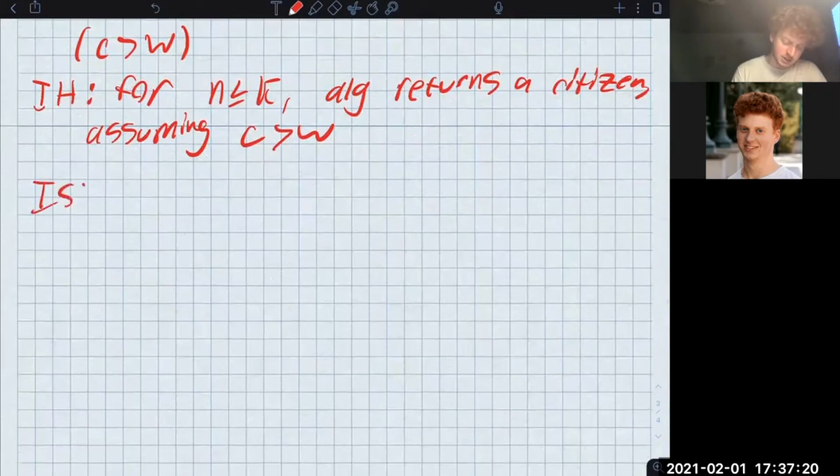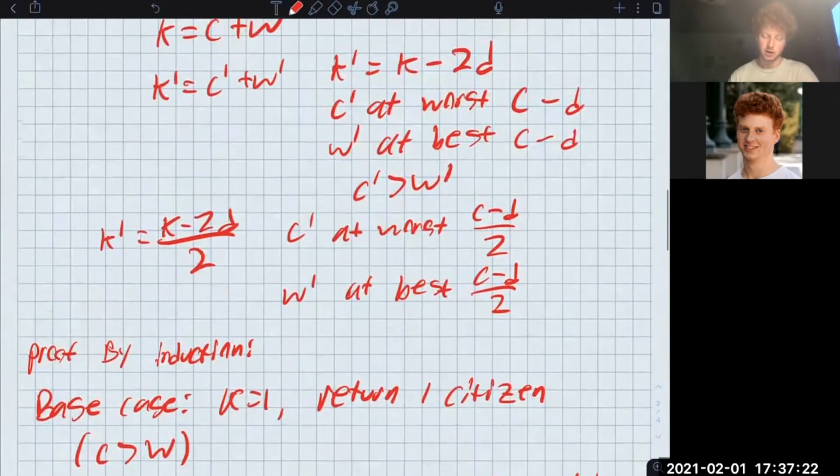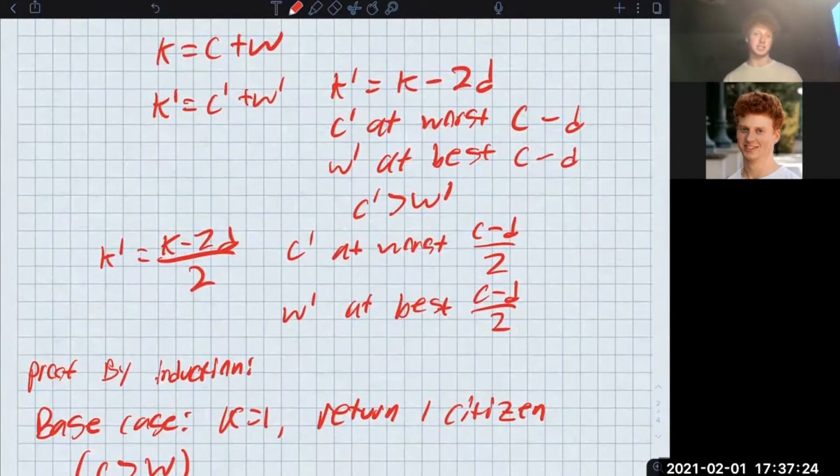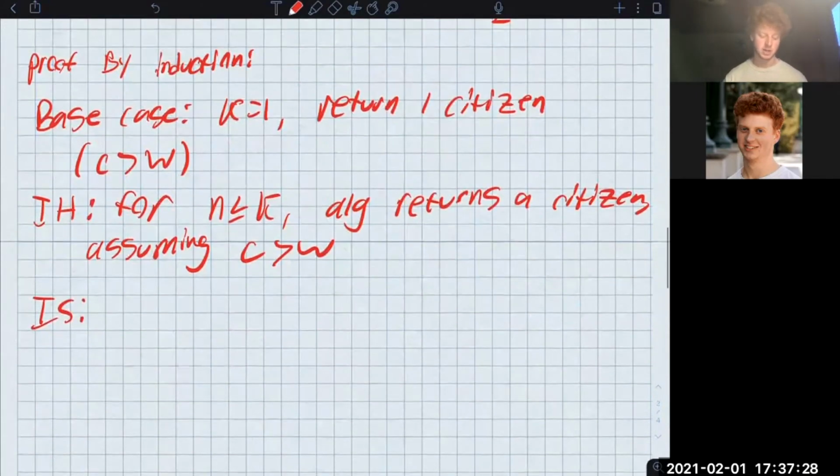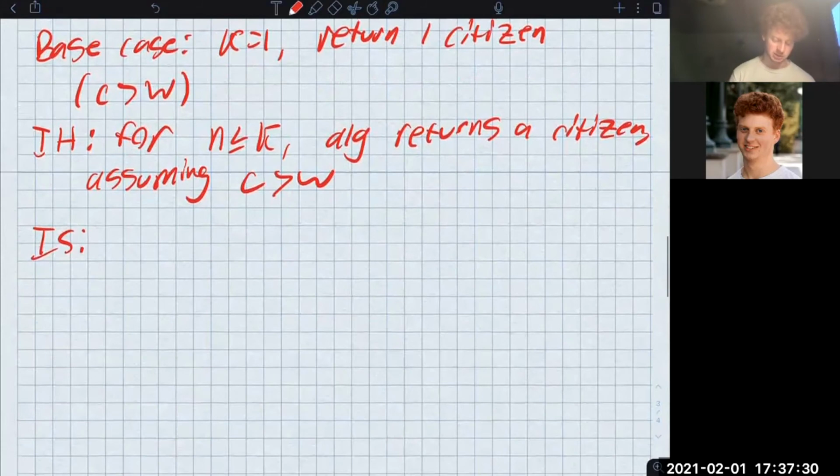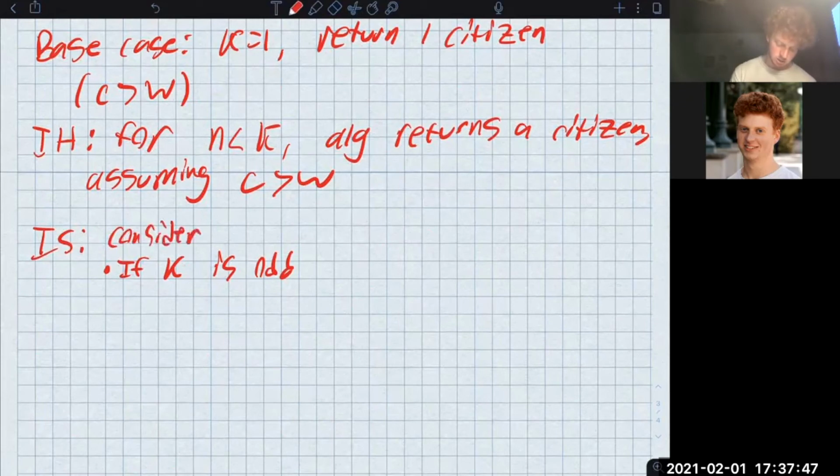Now, finally, for the inductive step, we can reiterate what we did before, but we have to remember there is the possible case where k is actually odd, and we have an odd number of friends. So let's consider that first. It's a pretty simple case. I'll actually change the inductive hypothesis to just be for n less than k, and now consider k, just to be completely correct.